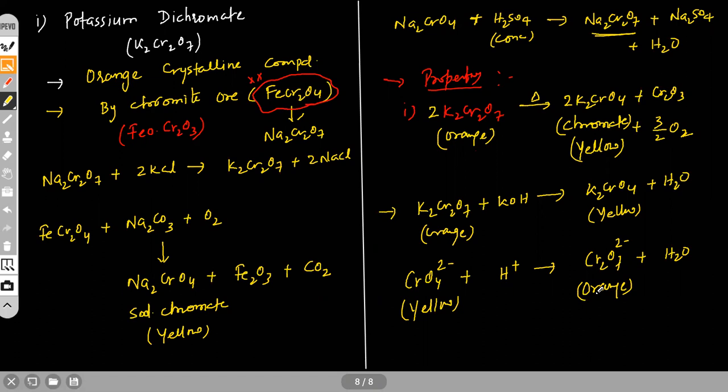Now, 2-3 reactions they have asked in the exam, and for these you have to memorize the reaction. Like I said, elsewhere the reaction is not important, color change is important, but here you have to memorize the reaction. So write down: with HCl, K2Cr2O7 liberates chlorine. Okay, I'll write down the reaction here.